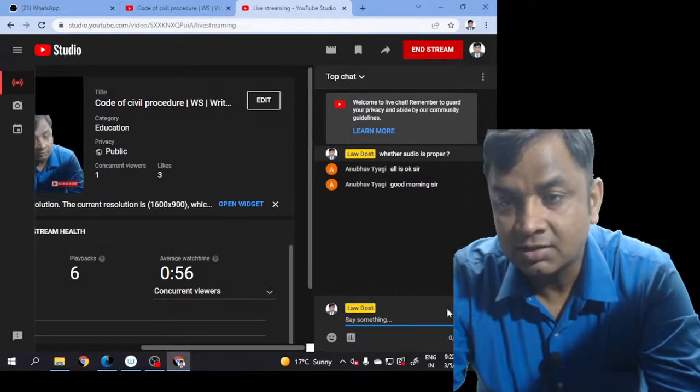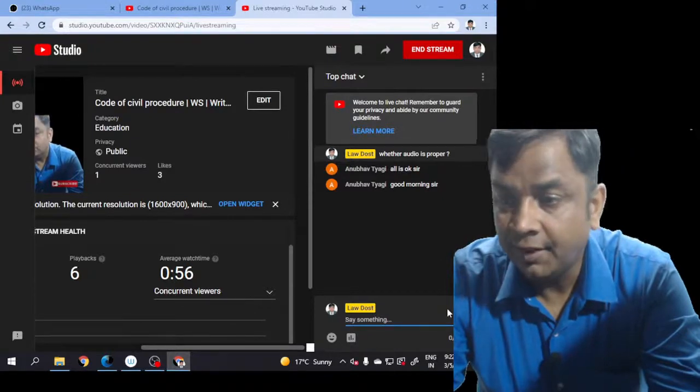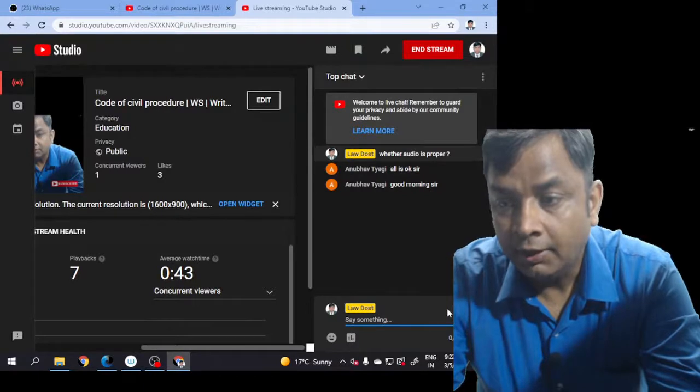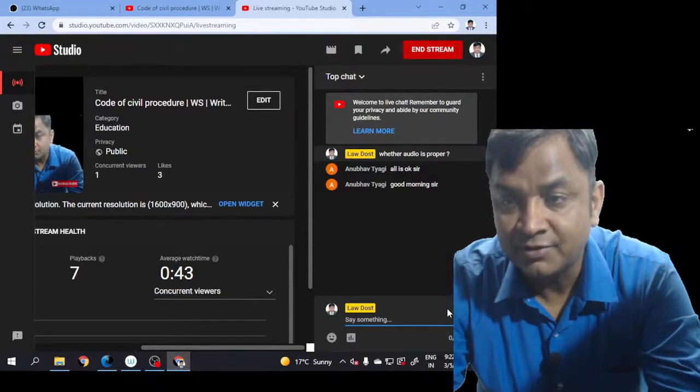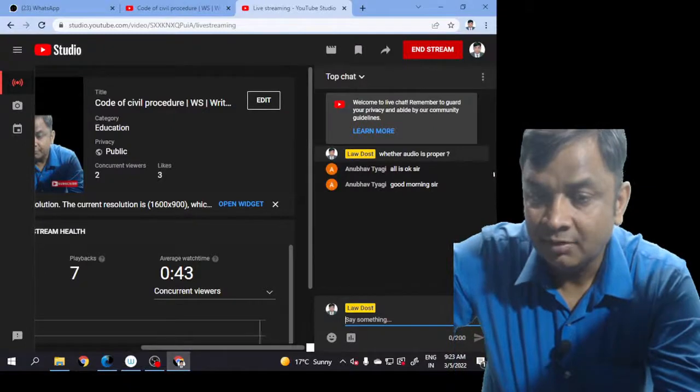So in the last class, we saw set off and equitable set off. These two things we saw, and today what we are supposed to find out is the topic called the counterclaim. From the same chapter, one more topic we need to find out: the counterclaim.